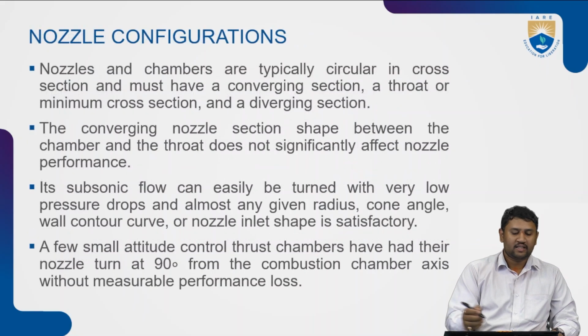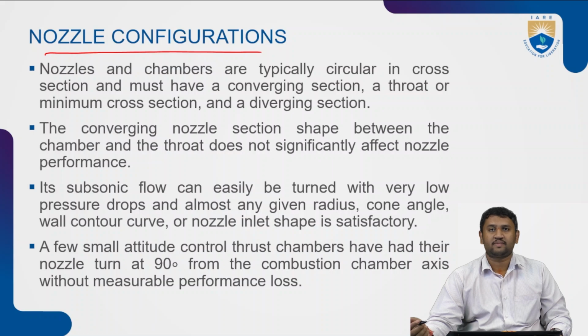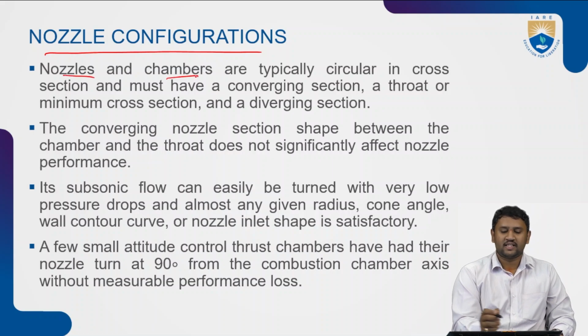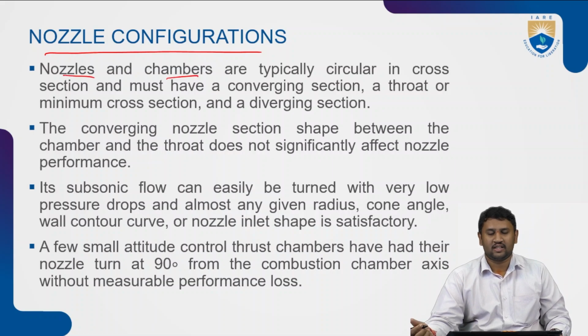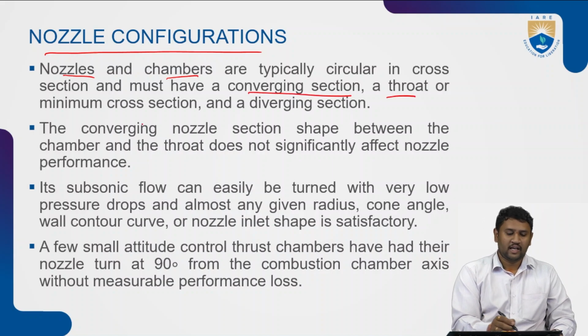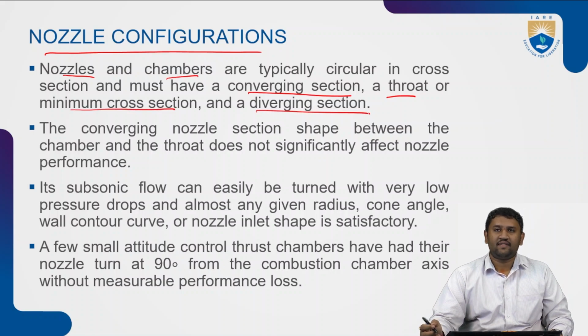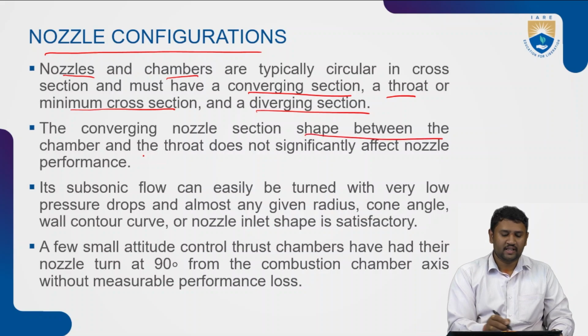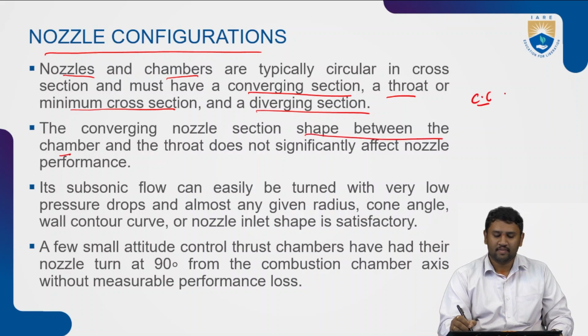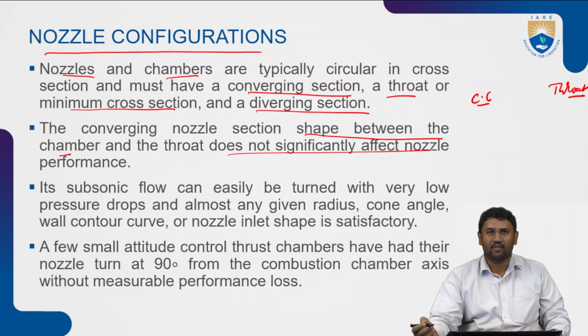Now let us understand the different types of nozzle configuration, to understand nozzles better. The nozzles as well as the chambers are typically circular in cross section, and they must have a converging section, a throat or minimum cross section, as well as a diverging section. The converging section is the shape between the combustion chamber and the throat, but it doesn't affect nozzle performance.